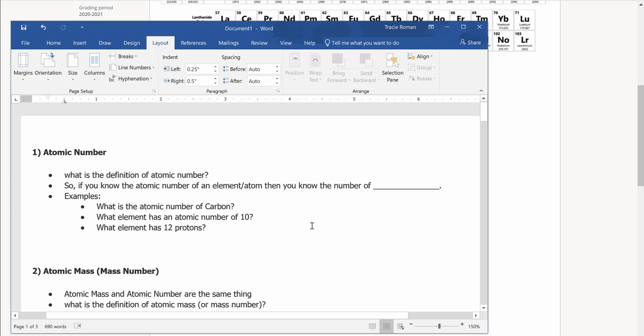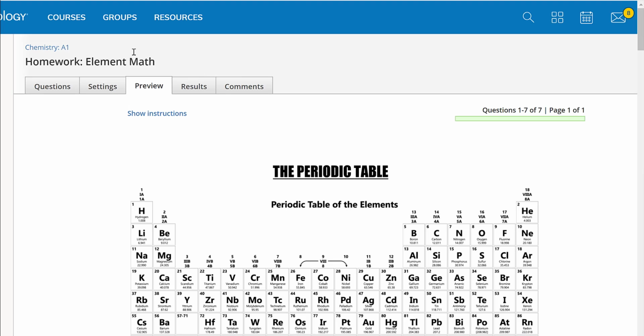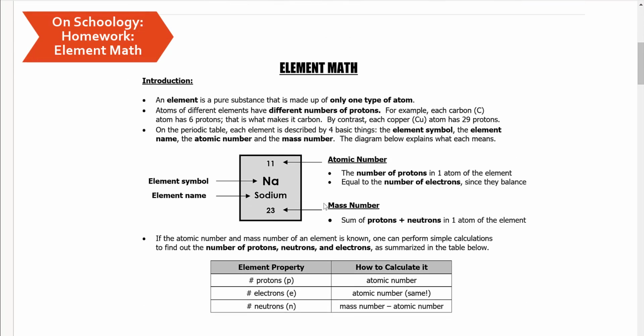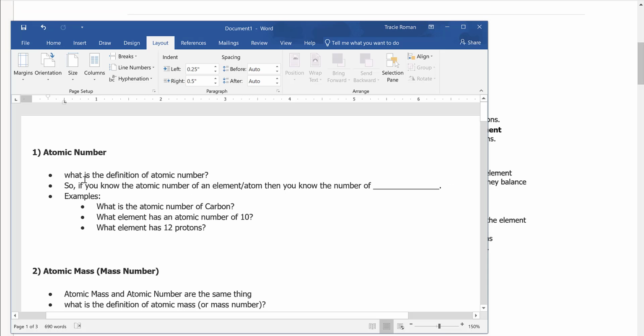First, we learned about the structure of an atom and the subatomic particles that are found there, and then how we describe those subatomic particles in the atom. In our homework assignment called Elemental Math, we focused on the information in the periodic table that describes the subatomic particles. So looking at our study guide, what is the definition of atomic number?